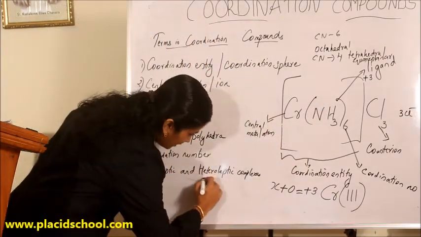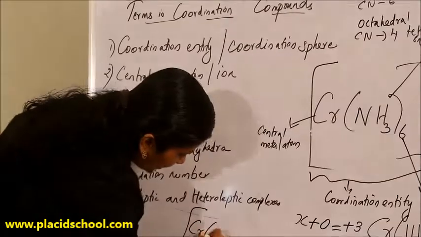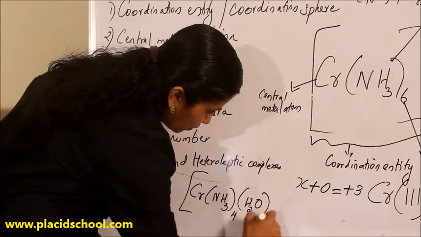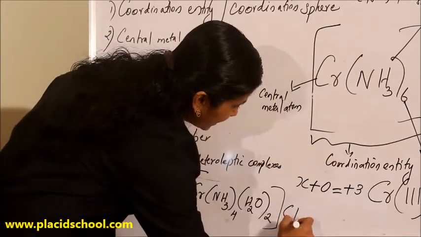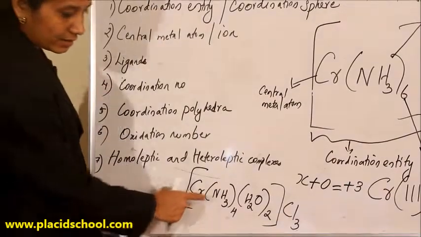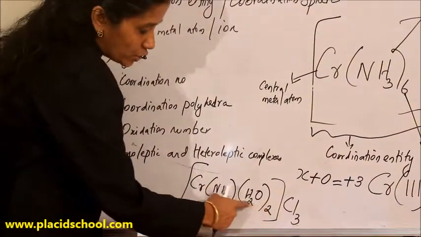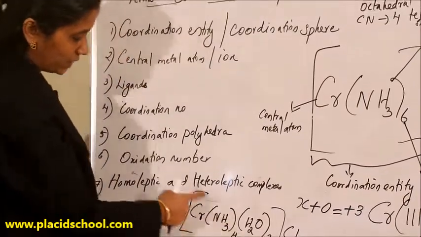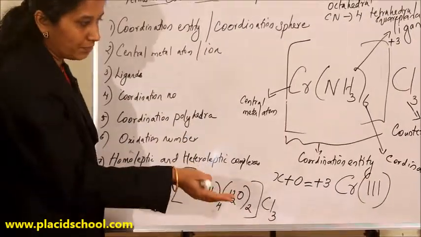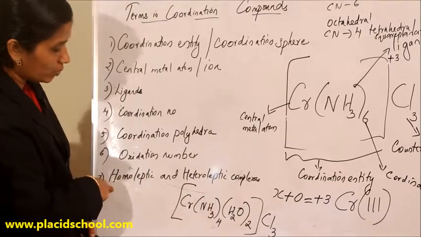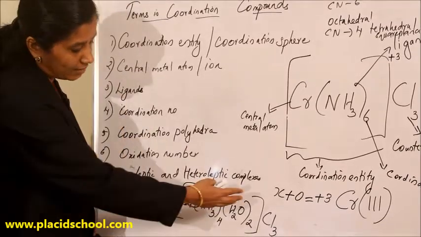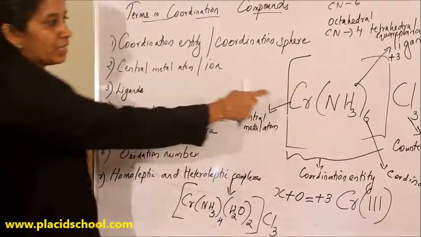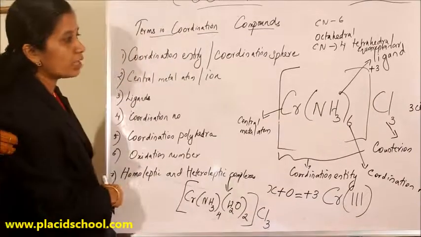Whereas if we consider another example, Cr(NH3)4(H2O)2Cl3. Here 4 NH3 groups and 2 H2O molecules are attached to this chromium atom. So this is an example of a heteroleptic complex. Homo means same, hetero means different. So if the same groups are present, it refers to homoleptic complexes. If different ligands are there, it refers to heteroleptic complexes. So this is an example of a heteroleptic complex, and the earlier example is for a homoleptic complex.